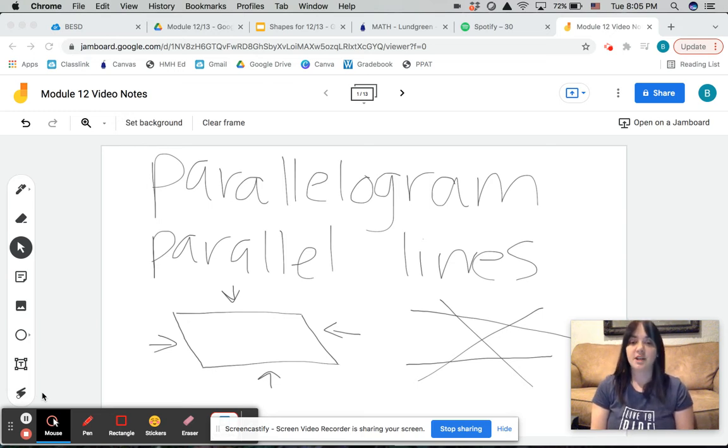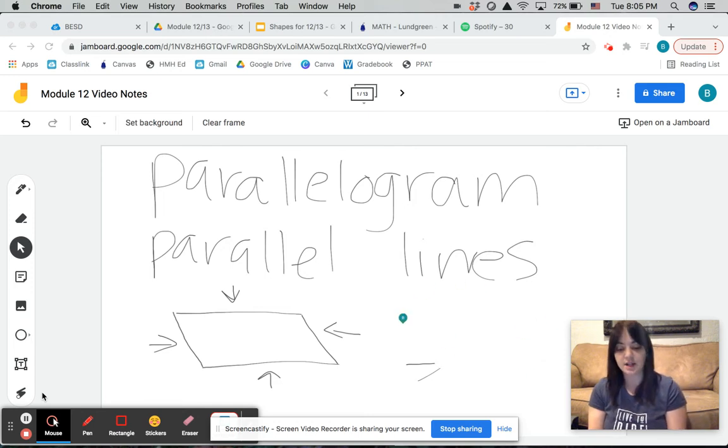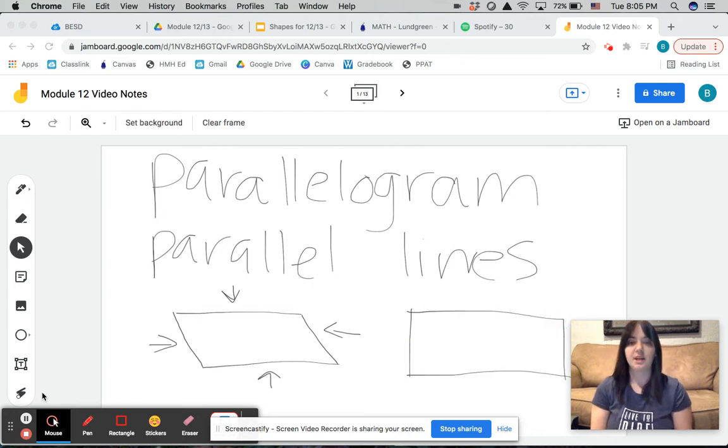A parallelogram is very closely related to a rectangle, and we're going to learn how to find the surface area of a parallelogram. Well, we know that the surface area of a rectangle, which a rectangle just looks like this, right? The surface area of a rectangle is the height times the length. Now a parallelogram is very closely related to a rectangle.